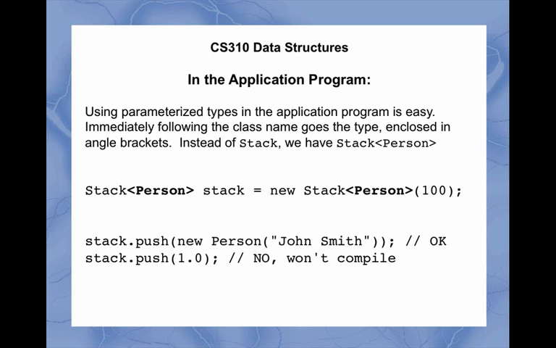So in the application program, you place the actual type you want to use in angle brackets, and that follows the name of the class. So rather than class Stack, we have Stack<Person> equals new Stack<Person> and then the size. The benefit to doing this is that we can only insert or push instances of class Person onto the stack. If we attempt to push, say, a double 1.0 onto the stack, the code will not compile. This leads again to compile rather than runtime errors.